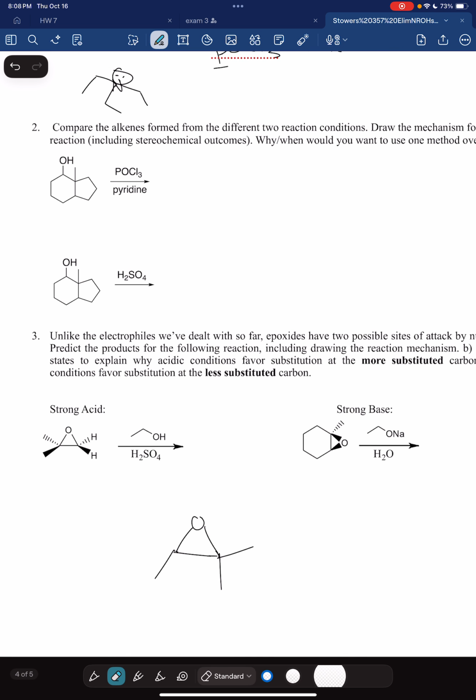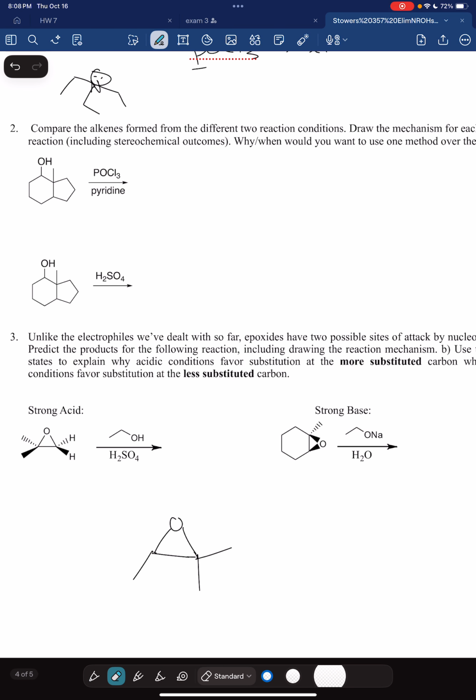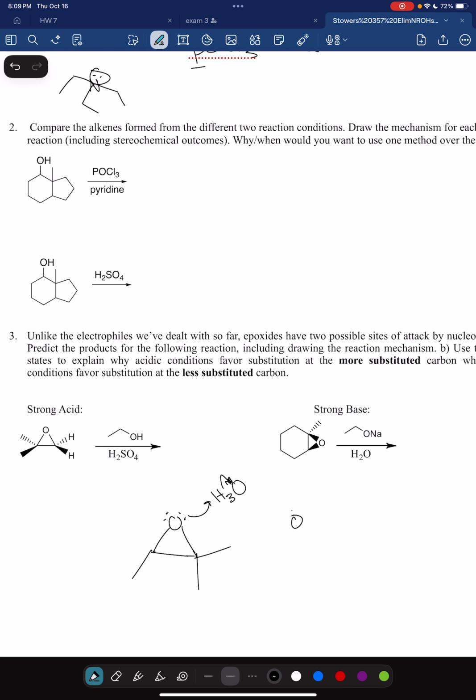So I'm just going to give an example and show you the logic for why, at least my logic for why, acid catalyzed epoxide ring opening will favor the more substituted carbon and the base will favor the less substituted. Always in the presence of a strong acid, almost every time, if there's an oxygen like this, it's going to get protonated. Something like that, and then it'll be a positively charged epoxide.